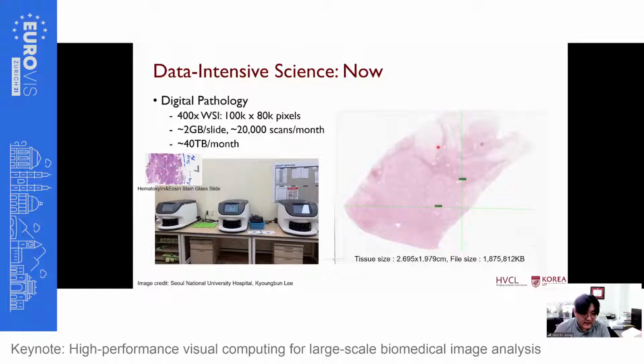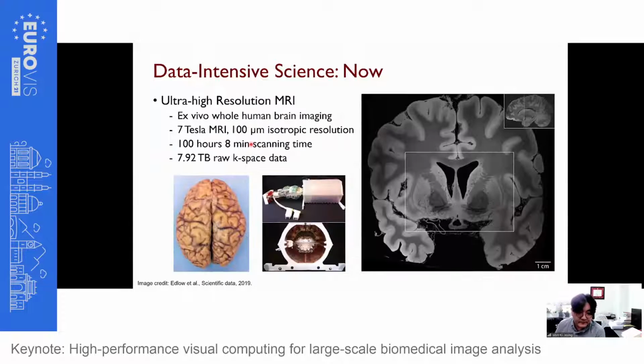And each glass slide can be up to 2 gigabytes in size, which is also extremely large. They can easily reach multiple terabytes per month. So this is also one example of a large-scale data application for biomedical science.